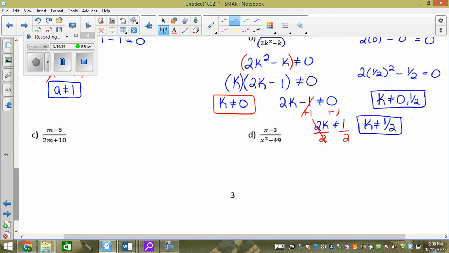Okay, let's look at C. Is C attached by a plus sign? So I put in brackets. And that's all attached. So I say, okay, well, 2m plus 10 can't equal 0. Can I do anything to it? Take out a 2. Then I'm left with m plus 5, because it's division. Even though that looks like a 6, it's a 5.